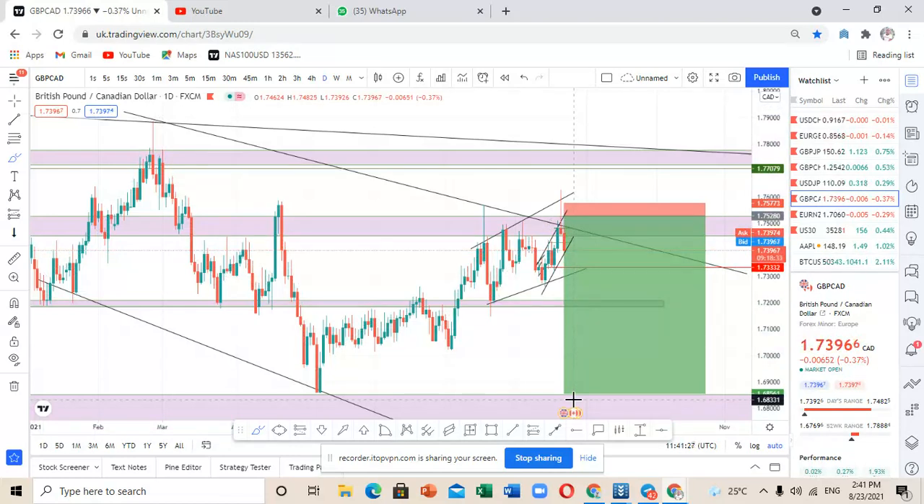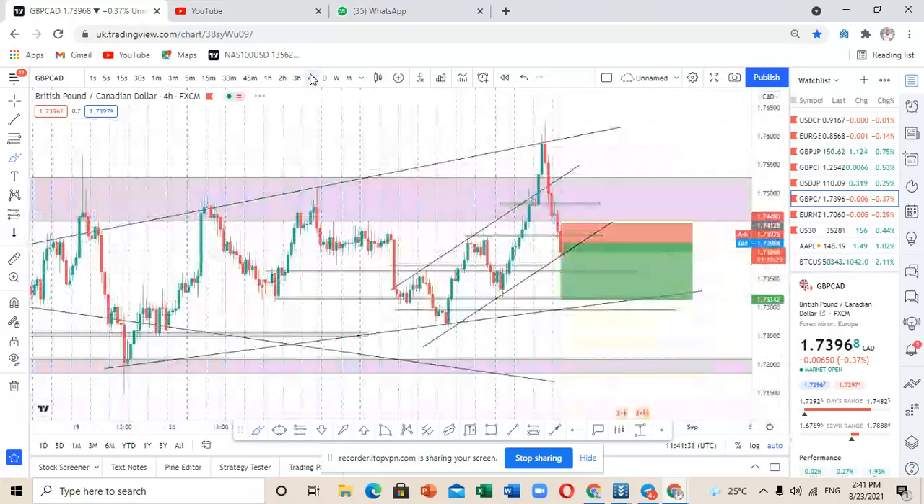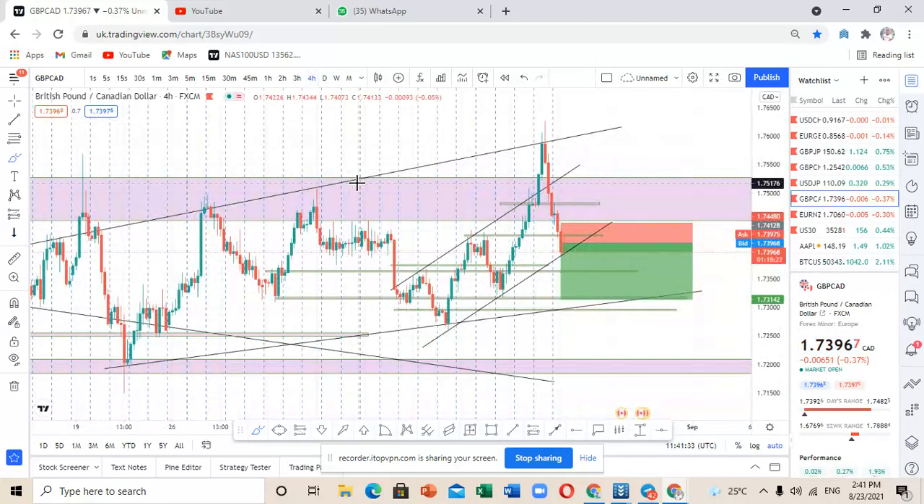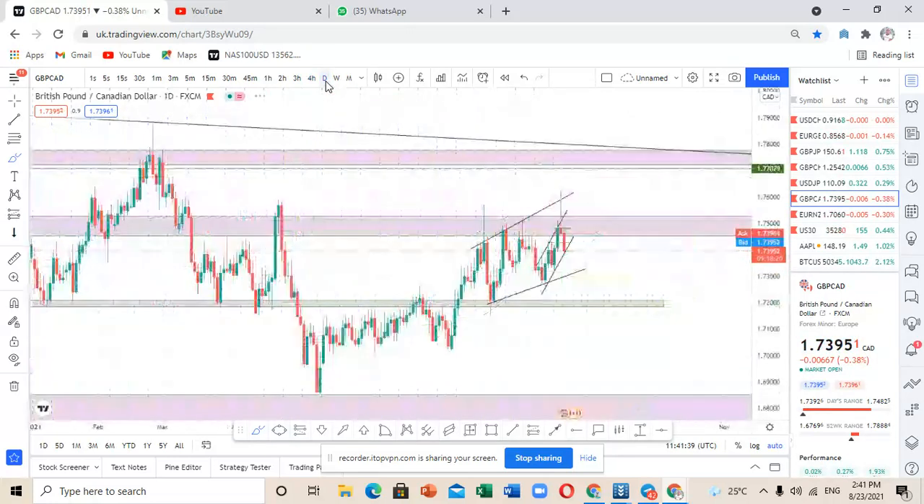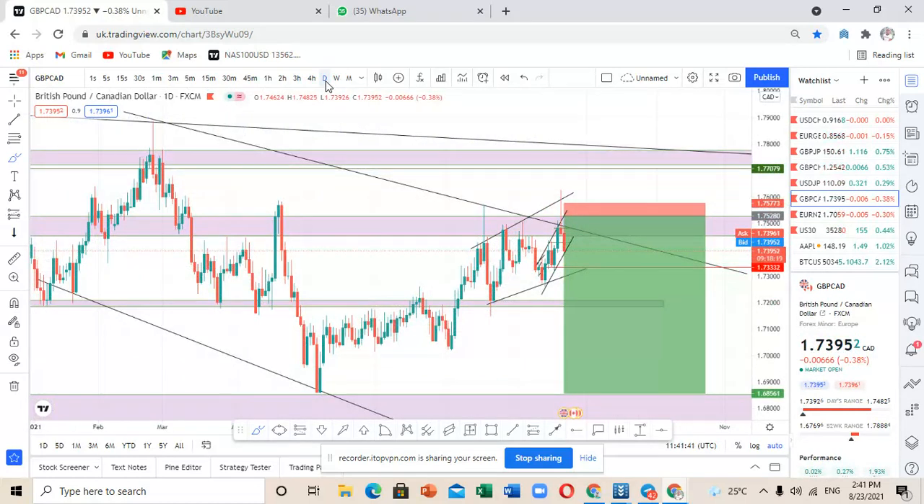Okay, moving on now to the hourly time frame. I will start from the 4 hour. Now, from the 4 hour, you can see that we have got a kind of an uptrend. I don't know if you're able to understand that from the weekly time frame we have got an upward trend, but from the daily time frame, we have got a downward trend.